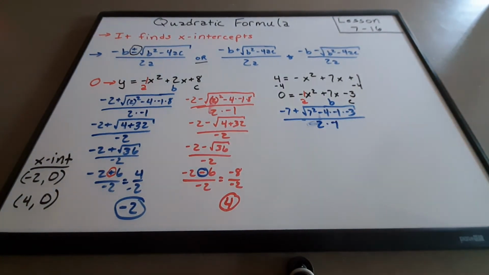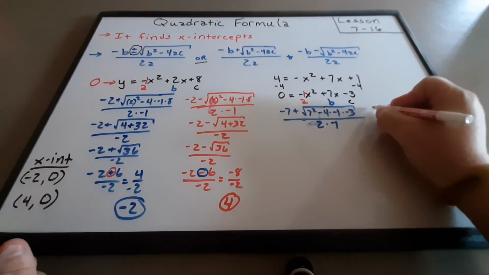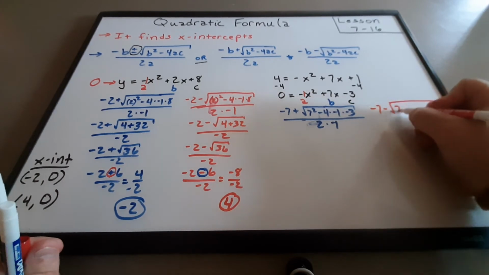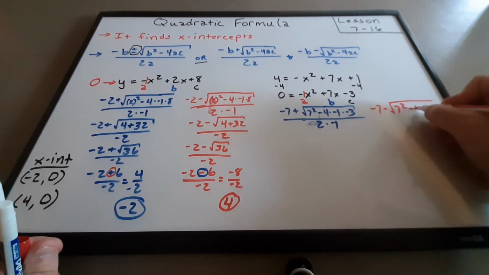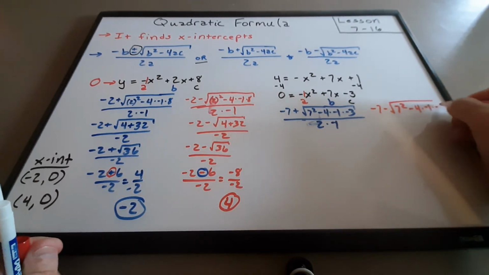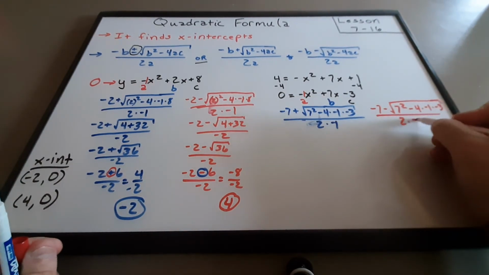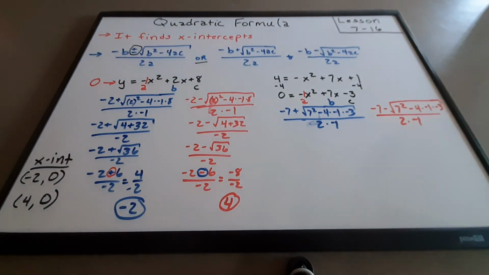Okay, so here we have negative 7 plus the square root of 7 squared minus 4 times negative 1 times negative 3, all over 2 times negative 1. The red version is the exact same thing, just with the minus sign. So we have negative 7 minus the square root of 7 squared minus 4 times negative 1 times negative 3, all over 2 times negative 1.